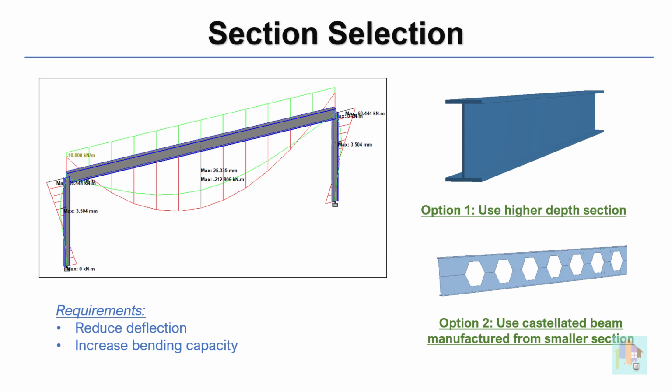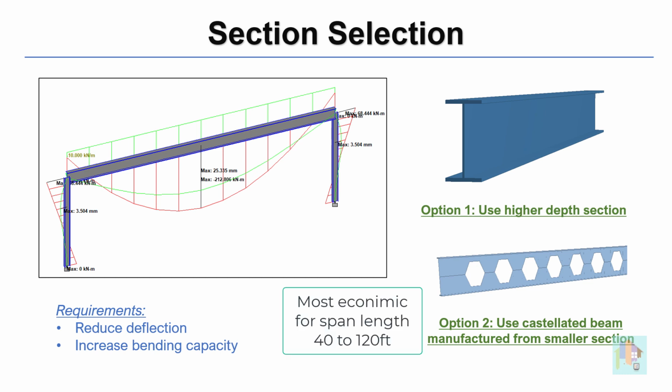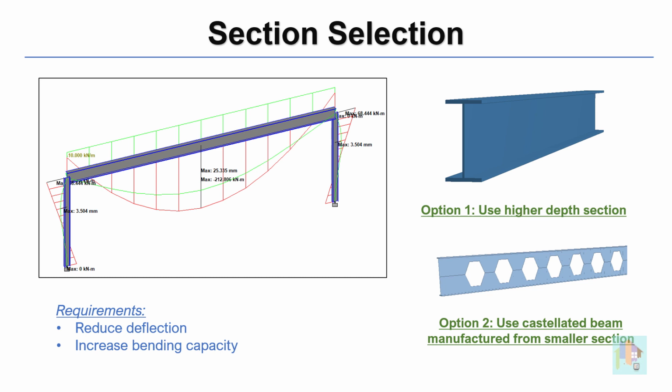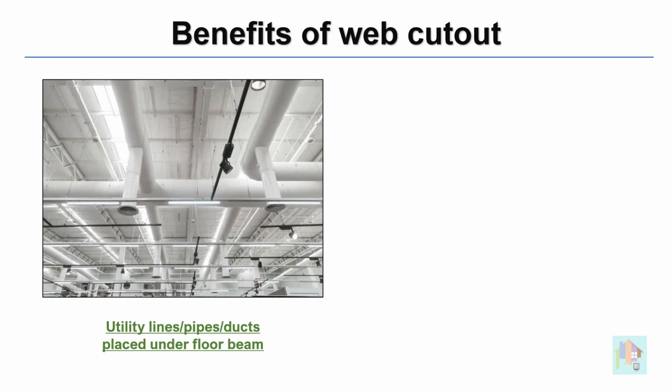It has been observed that if the span length is between 40 to 120 feet, then castellated or cellular beams are the most ideal and economic section. This is only a comparison based on the steel usage. There are several other benefits. Do you know we can decrease the floor-to-floor height by using a cellular beam?